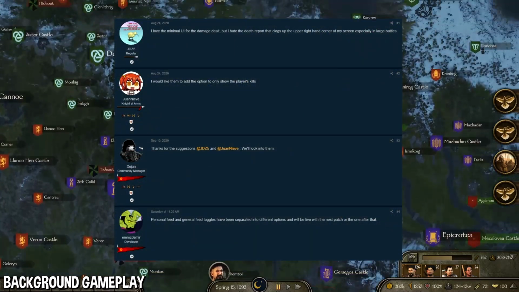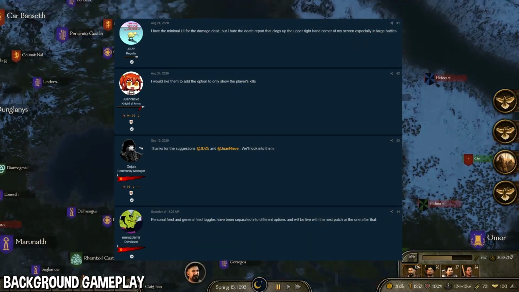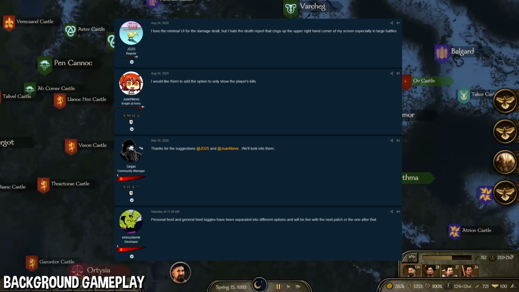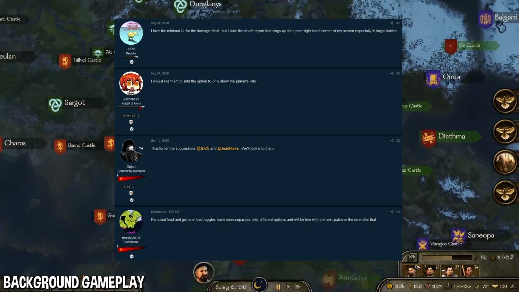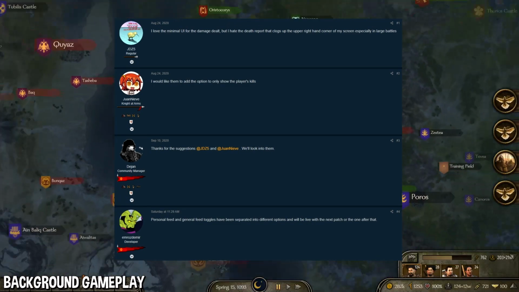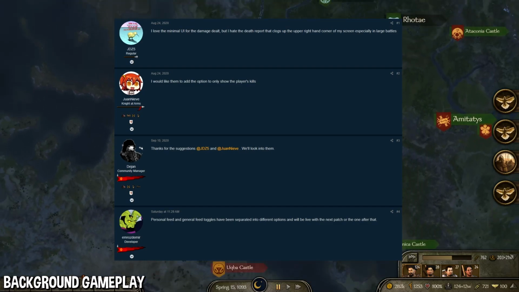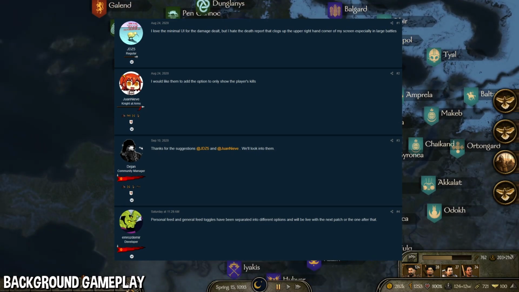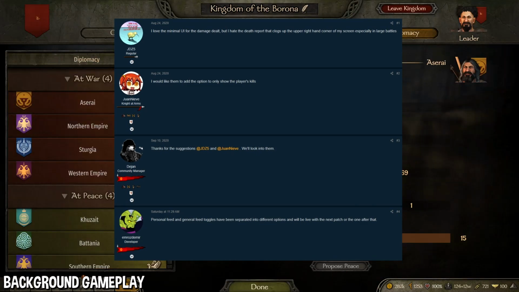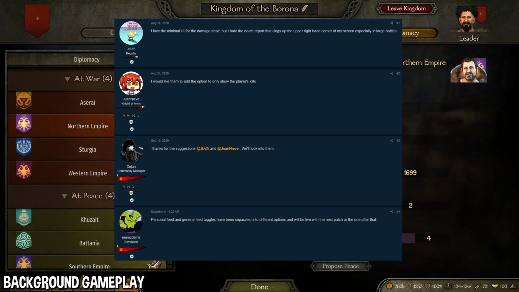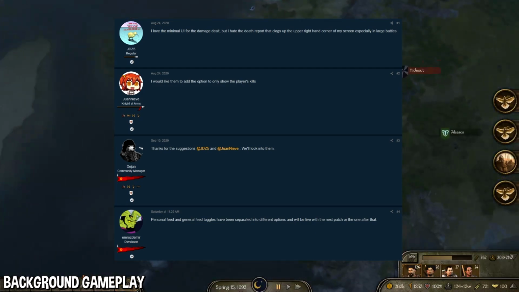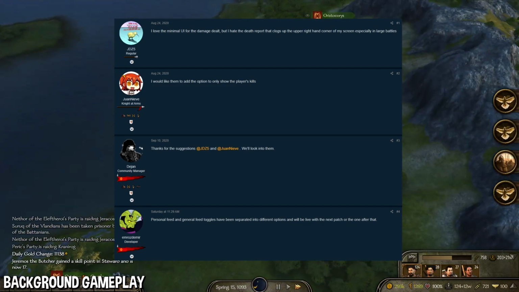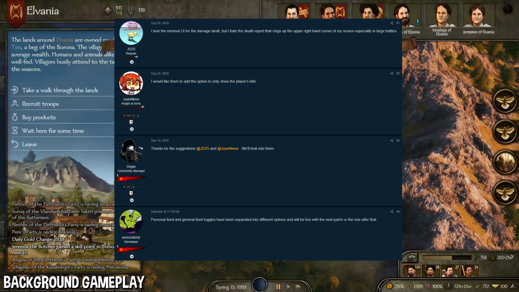Second, we have a player stating that he loves the minimal UI when it comes to damage dealt by the player, but hates the death report that clogs up the right-hand corner in big battles. The devs respond and state that a personal feed, which I'm pretty sure is the damage dealt by the player, and a general feed, which is all the other damage and all the other troops and lords that deal and receive damage, will be separated into two different toggleable options that should be live in the next patch or two.